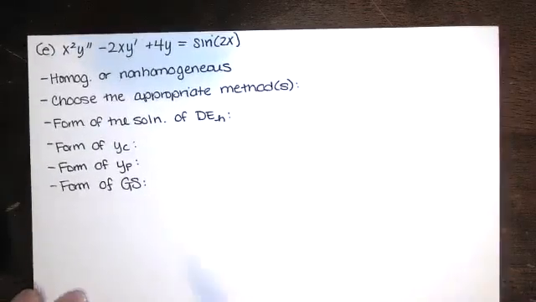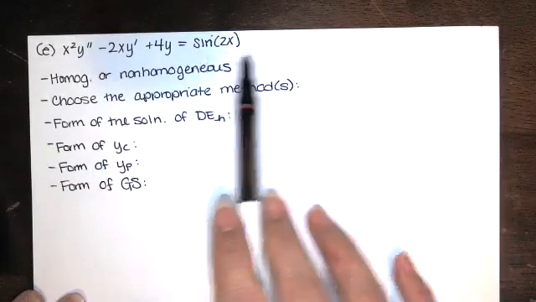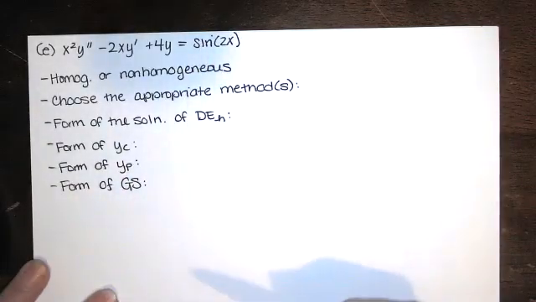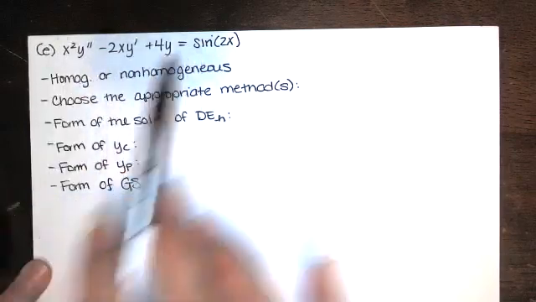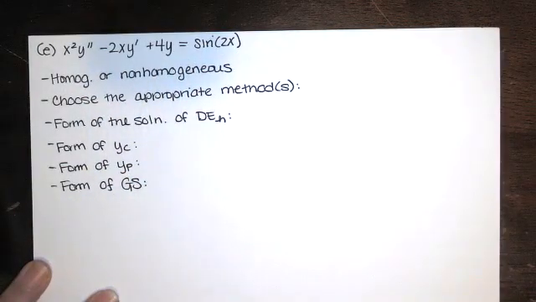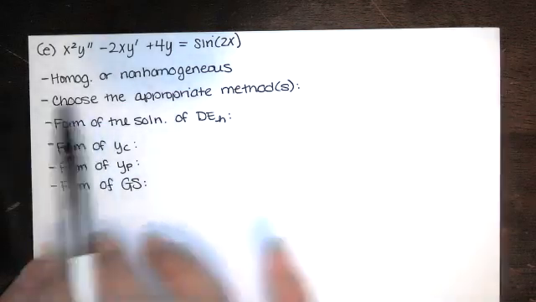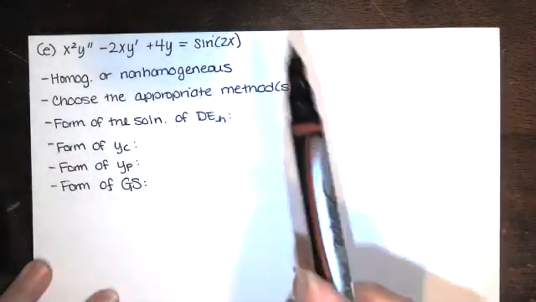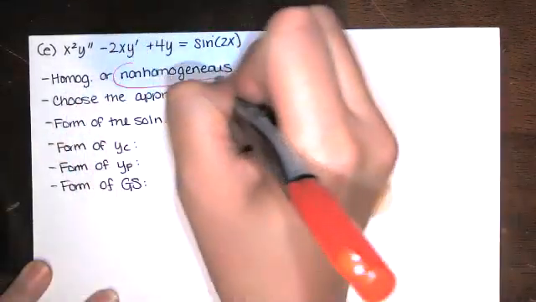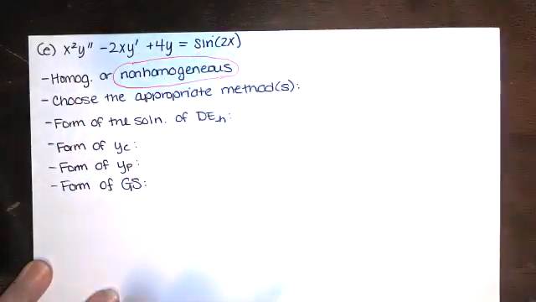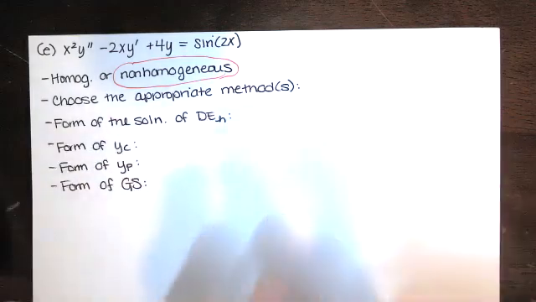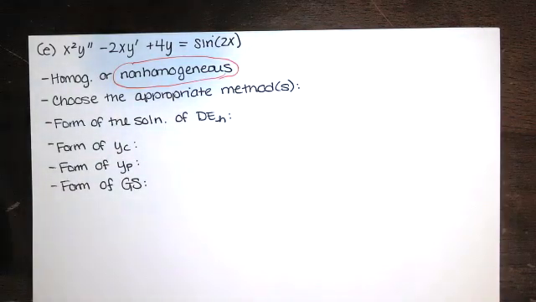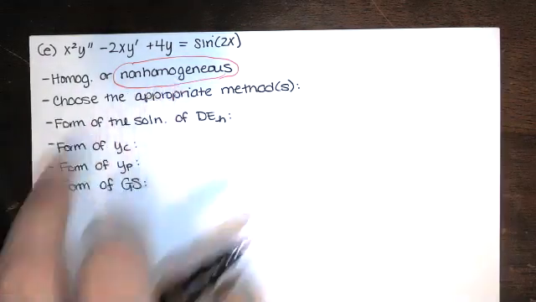Okay, so last one, all of our y's are on this side. We've got a sine of 2x on the other side. And we don't have any other terms involving the independent variable only on the left-hand side. When that happens, you can just look at the right-hand side. If it's non-zero, the differential equation is non-homogeneous. If it's 0, then it's homogeneous, provided that all the y's are on one side and all the functions of the independent variable only are on the other side. Okay, so we have a non-homogeneous equation.